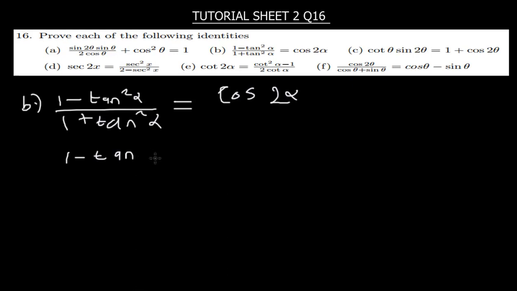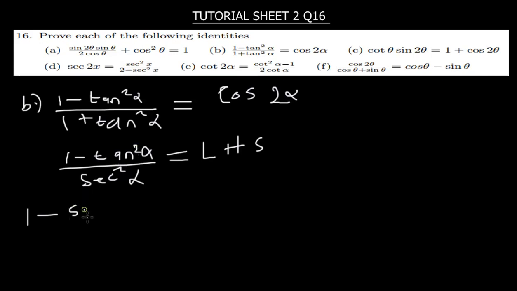So this is 1 minus tan squared alpha, then here we replace the denominator with sec squared alpha, then this is equal to the left hand side. Now, this again can be written as 1 minus tan squared alpha, and tan alpha can be written as sine alpha over cos alpha, so tan squared alpha is sine squared alpha over cos squared alpha. Then we put them in brackets, divided by sec squared alpha.